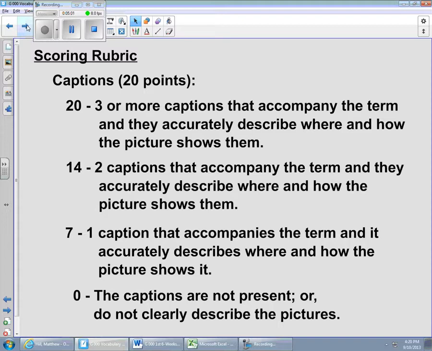So don't just put "here it is" and draw an arrow from that to the picture. Okay, actually describe what the picture shows and how that does represent the term. You're going to drop down to 14 points if you only have 2 captions. 1 caption would be down to 7. And if you do not have captions or they do not make any sense for the pictures that they have along with them, that'll drop you down to 0 points.